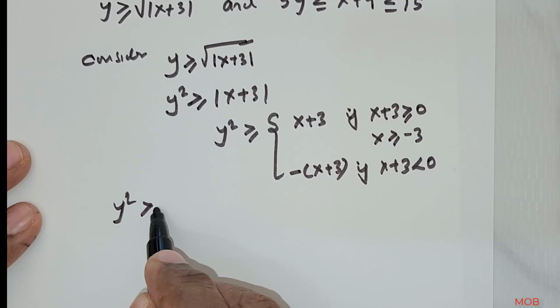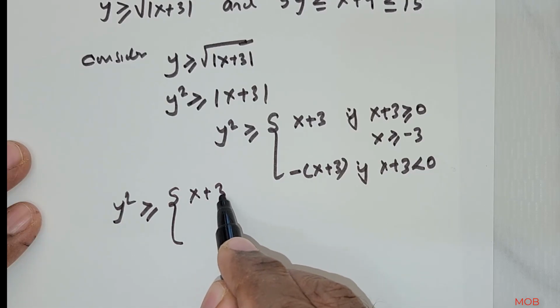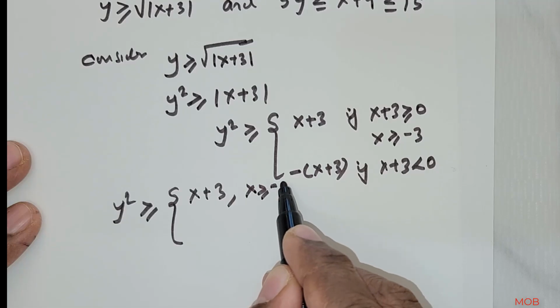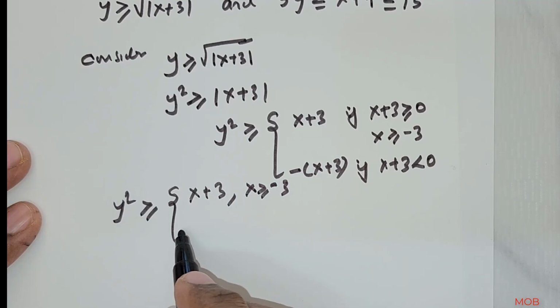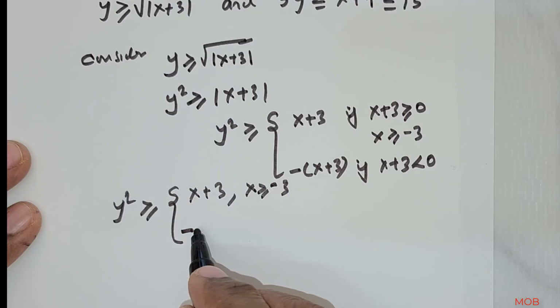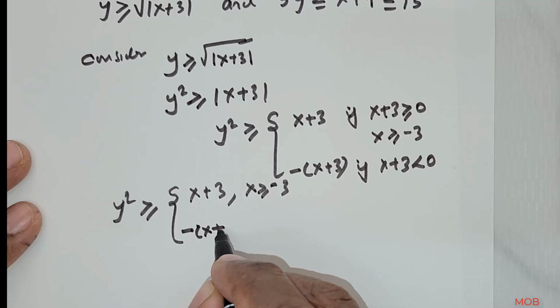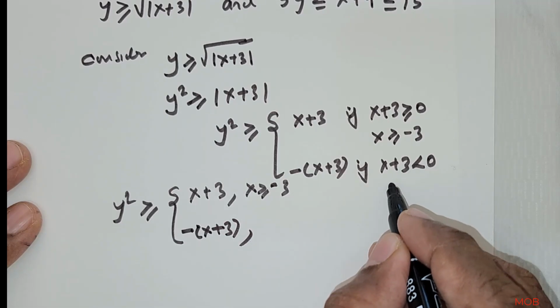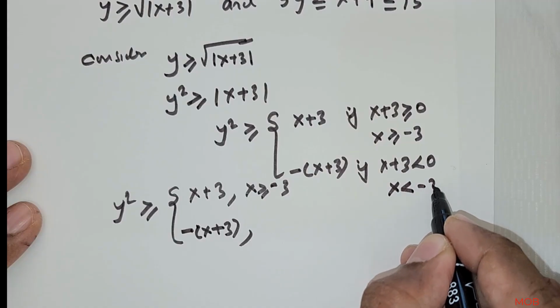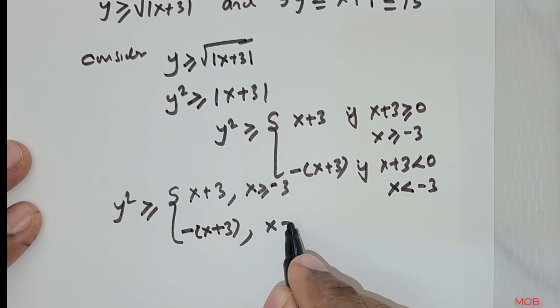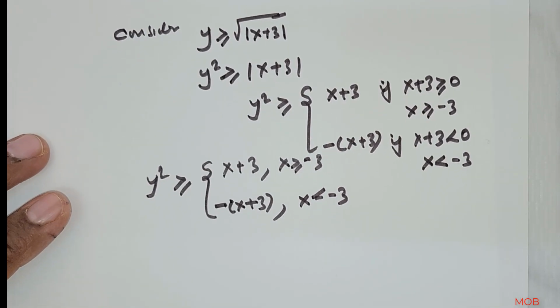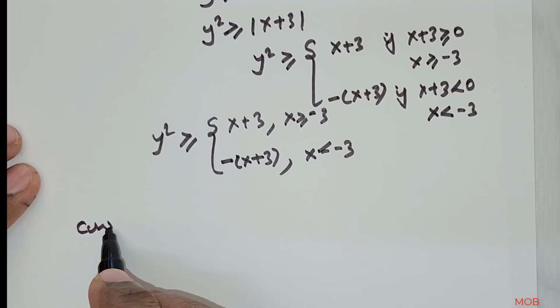So rewriting, I get y squared greater than or equal to x + 3 when x is greater than or equal to negative 3. The other value will be negative. You can either distribute the negative sign inside, I will just retain it as negative of (x + 3). And in this case, x is strictly less than negative 3. So this is actually a parabola. Two parabolas are there.